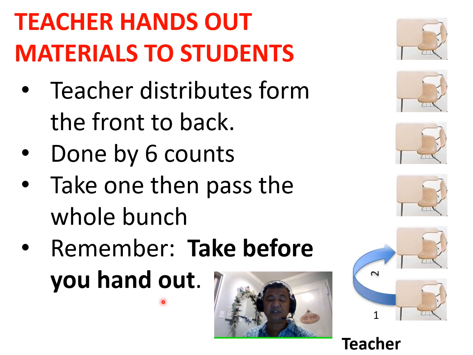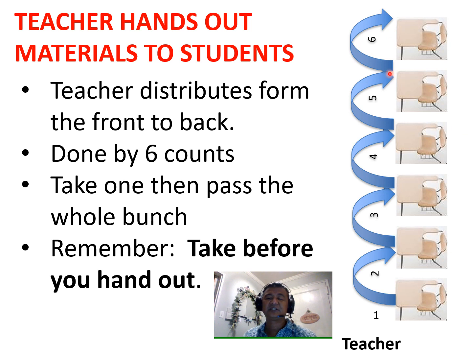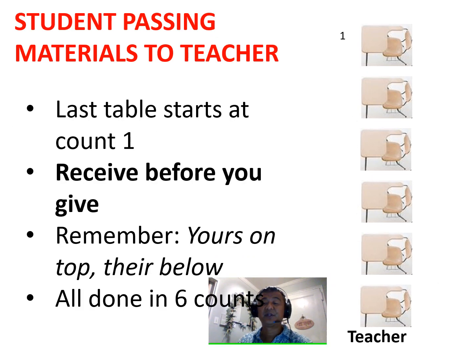So I will count 1, all the paper is here. 2, it goes to the next person. 3, the next person. 4, 5, then 6. Then everybody got a paper for your column or row. Now, suppose you want to return papers back to me. The last table starts with count 1. And then I remember, receive before you give.